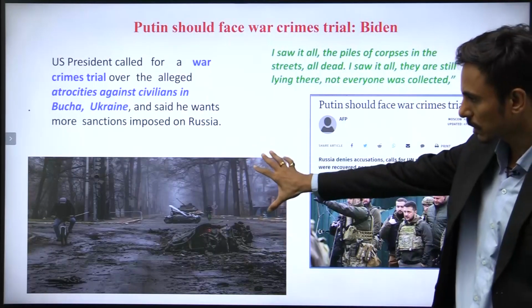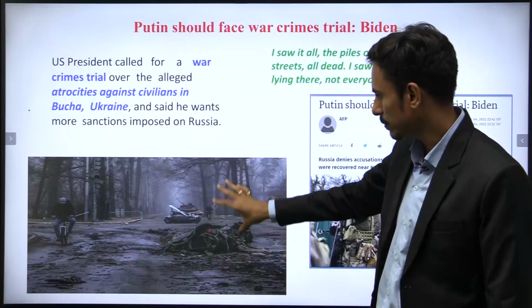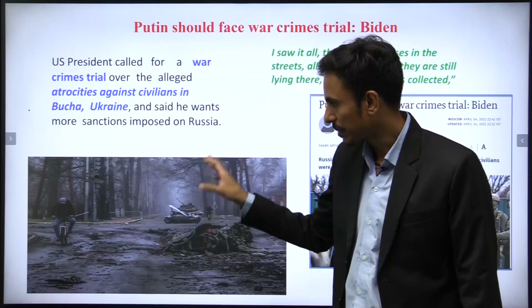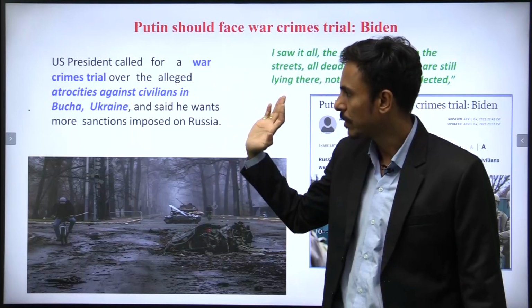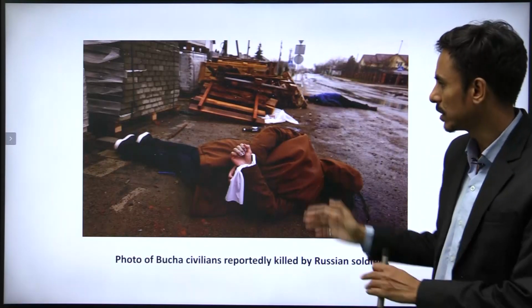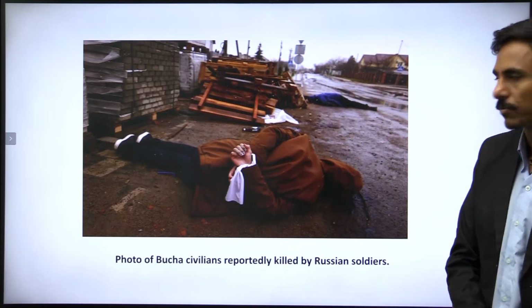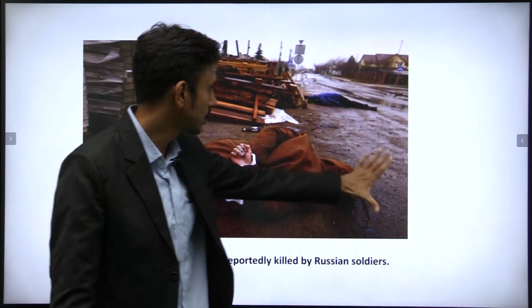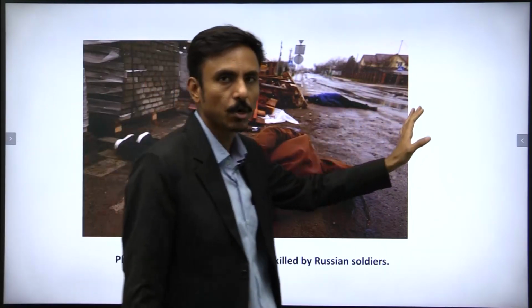So here you can see the city of Bucha near Kyiv, to the northwest of Kyiv, and how the properties are being vandalized, people are being killed. It has been said that more than 500 civilians have been killed in Bucha, right? Some disturbing images on the screen, the photo of Bucha civilians reportedly killed by Russian soldiers, right? So we have to show these disturbing images to actually understand the gravity of the issue.